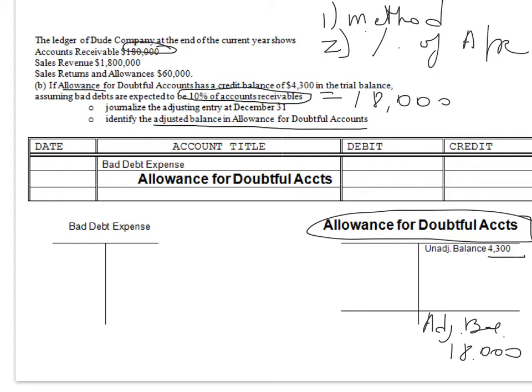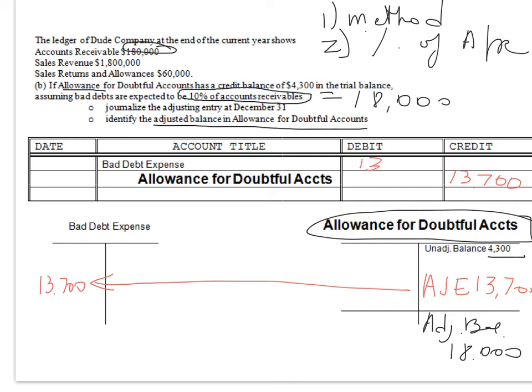So we need to change the account going from $4,300 on the credit side to $18,000 on the same credit side. So we need to add an extra weight on the credit side for $13,700. That's the amount that will be credited to the allowance account, and the corresponding debit is going to end up in the bad debt expense account for $13,700.